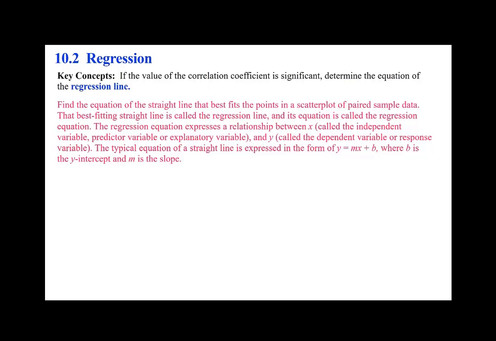The typical equation of a straight line is expressed in the form of y equals mx plus b, where b is the y-intercept and m is the slope. Equation of a line, there were three different ways, and one way is slope-intercept form. Y equals mx plus b, m was the slope, and b was the y-intercept. And more importantly, if you remember the definition of a slope, it was the average rate of change of y with respect to x.